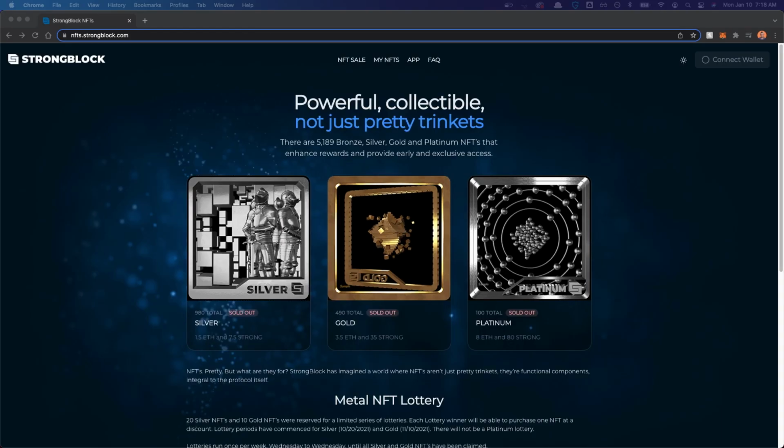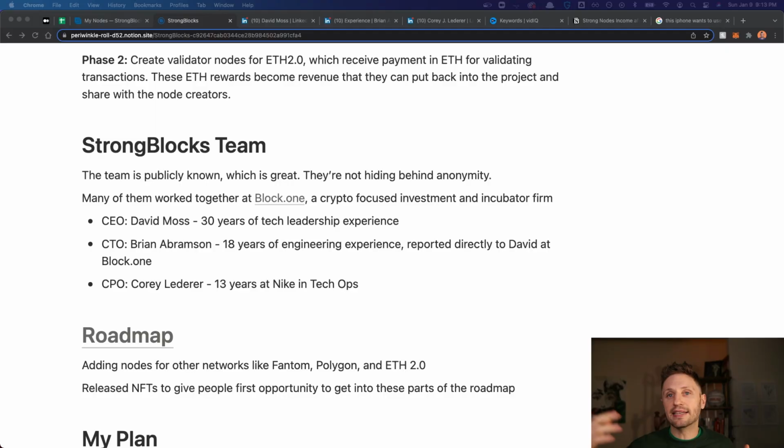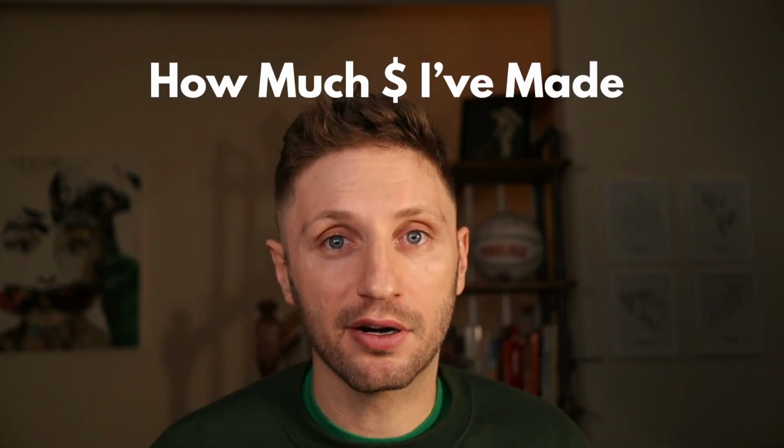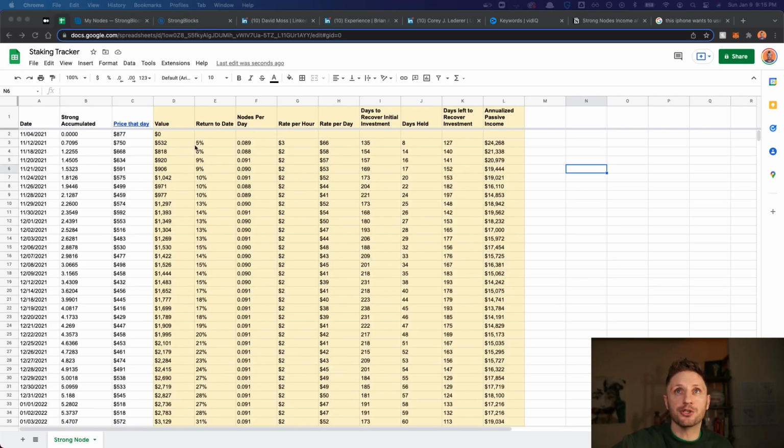They've also released some NFTs that gave people first crack to get into some of these early parts of the roadmap. All right, let's talk about my investment in Strong and how it's played out so far. There's been some good and there's been some bad, but overall, I'm pretty happy. I put together this tracking spreadsheet here to see how things are going.